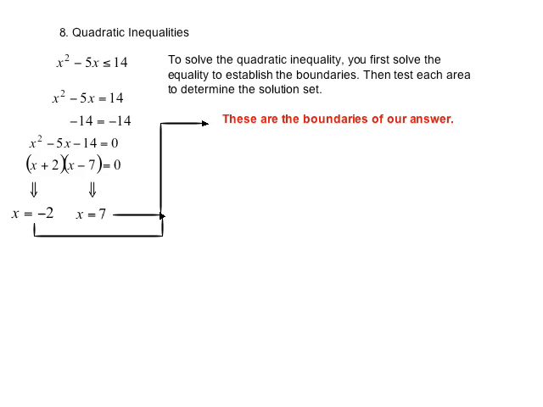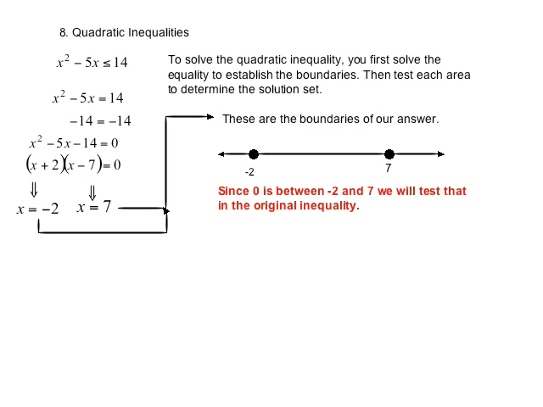If x is a negative 2 in the first case, a negative 2 plus 2 is 0, so that's one solution. And on the right, x equals 7, and if you put that back in, 7 minus 7 is 0, and 0 times the other factor would be equal to 0. These are the boundaries of our answer. So we're going to put the negative 2 and the 7 on the number line, and since 0 is between negative 2 and 7, we will test that in the original inequality.